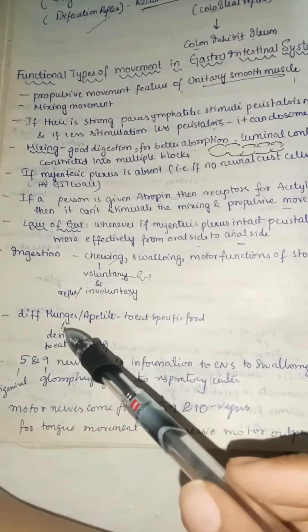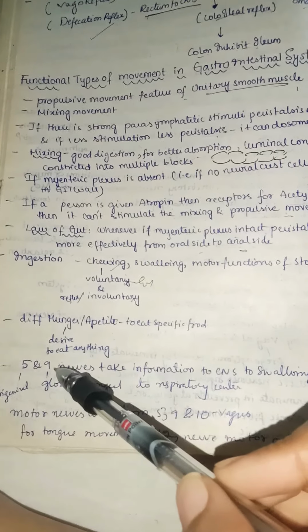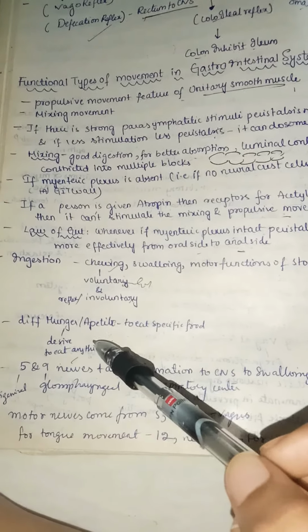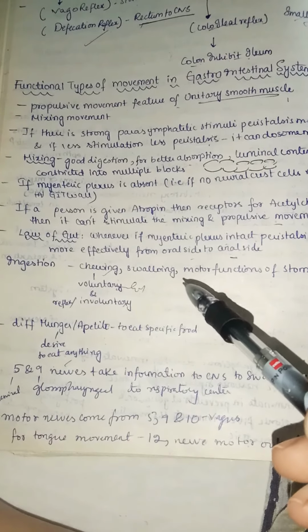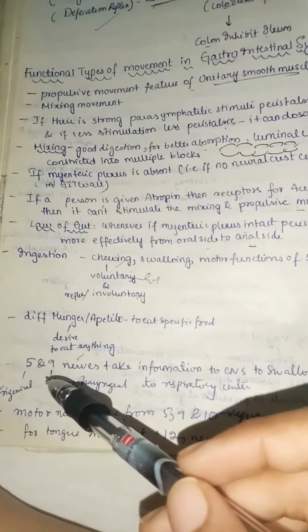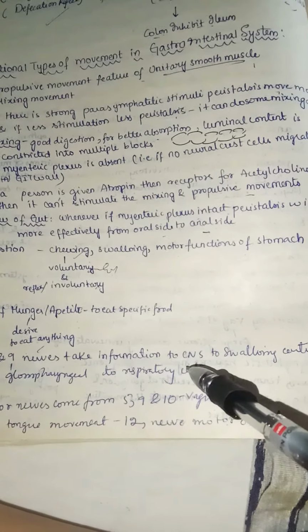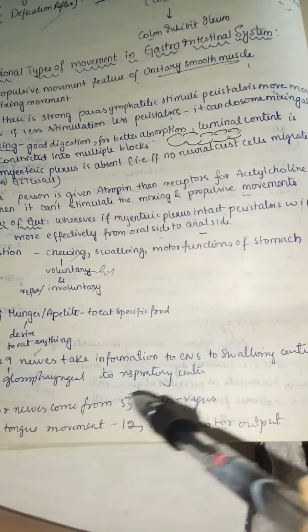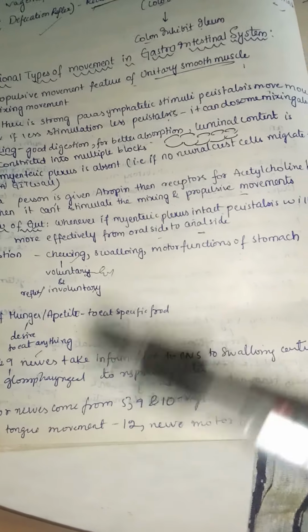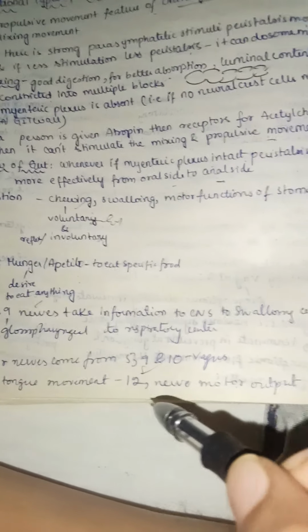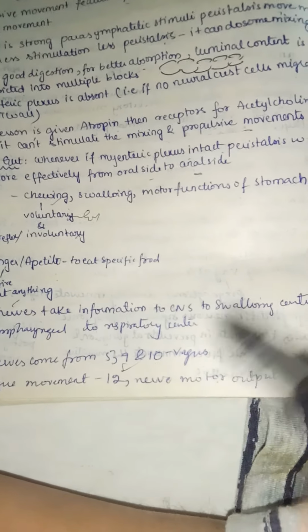And the difference between hunger and appetite. Hunger is the desire to eat anything. So you're so hungry, you say I want to eat whatever you give. But appetite is when you say specifically I want to eat this food, these fries, or like that. And the 5th and 9th cranial nerves, that is the trigeminal and glossopharyngeal nerves, take the information to the central nervous system, to the swallowing center near the respiratory center, so that it gives stimulus for swallowing. And the motor nerves come from the 9th and 10th nerves. And for tongue movement we have the 12th nerve, motor output.